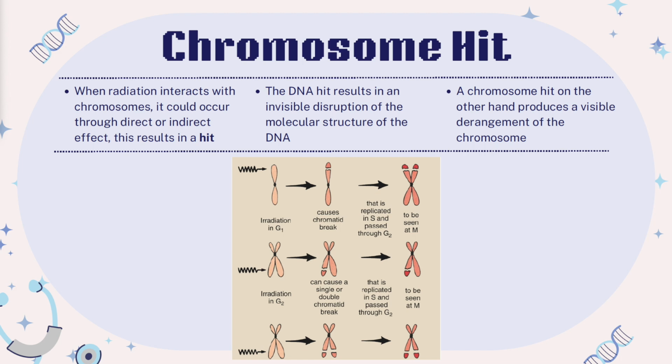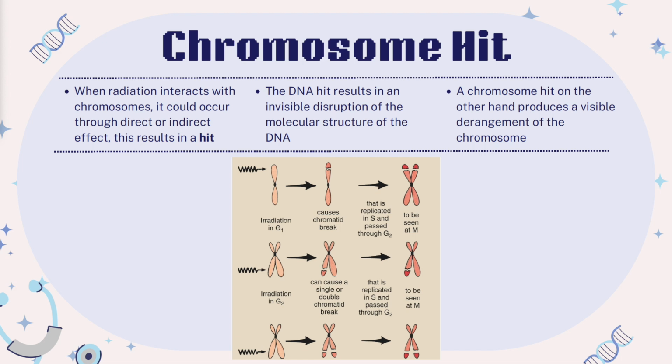There's both a DNA and a chromosome hit. The DNA hit results in an invisible disruption of the molecular structure of the DNA. Even though it is described as an invisible disruption, it doesn't mean that no damage was done. It just means that it is too small to see immediately. A chromosome hit, on the other hand, produces a visible derangement of the chromosome.